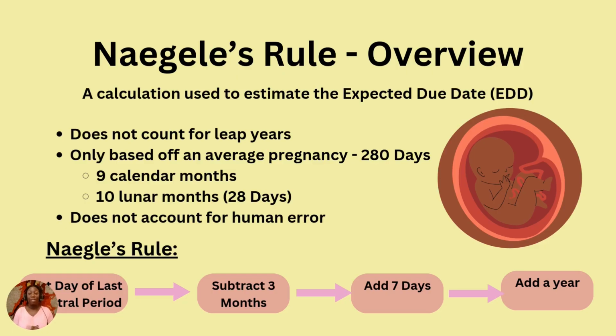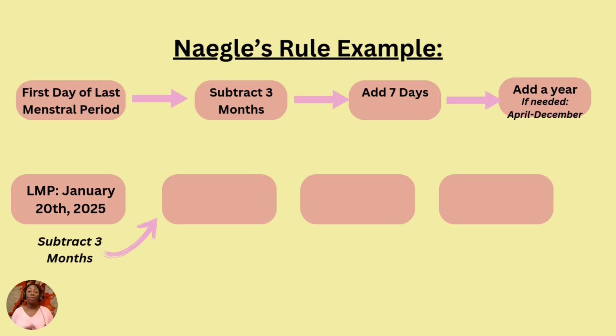However, if the first day of a woman's last menstrual period happens anytime between April through December, then we're going to go ahead and add an additional year because she will be delivering her baby in the following year. I know that may sound tricky, but we're going to do some practice problems together and hopefully you guys can get the hang of it. Okay, so now we will do this first example problem together.